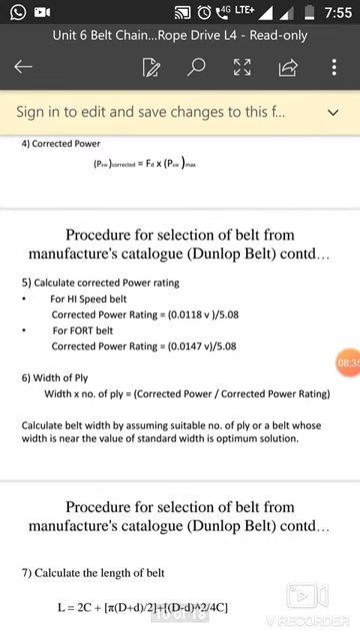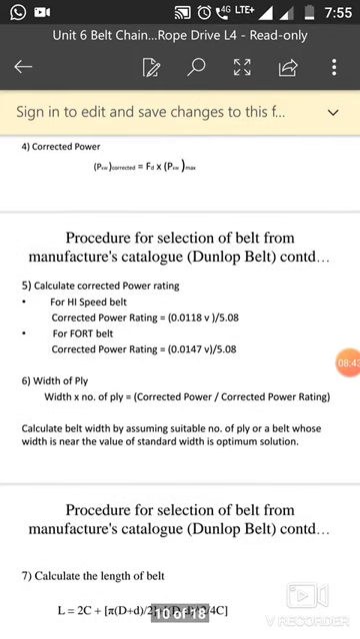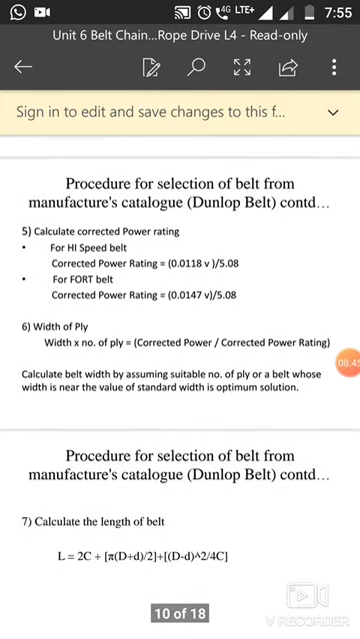Okay, and the arc of contact factor of 180 degree of single ply. So we need to modify it because its velocity will be different. Based on your velocity, the power rating will be different. Then you have to calculate a corrected power rating.